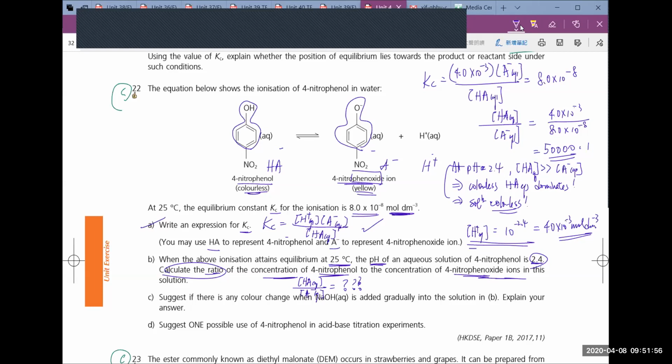So this is question B. You talk about that question B. So remember that was a very important item for you to judge. C, suggest if there is any color change when NaOH is added gradually to solution B, and explain your answer. So originally it is colorless. So what will happen? Once I add more NaOH, what will happen to the disruption of the equilibrium system?